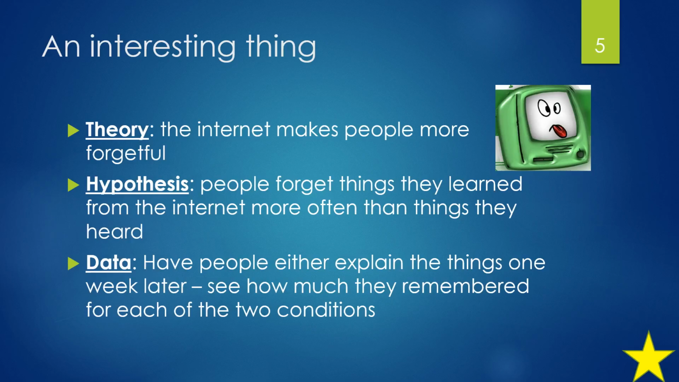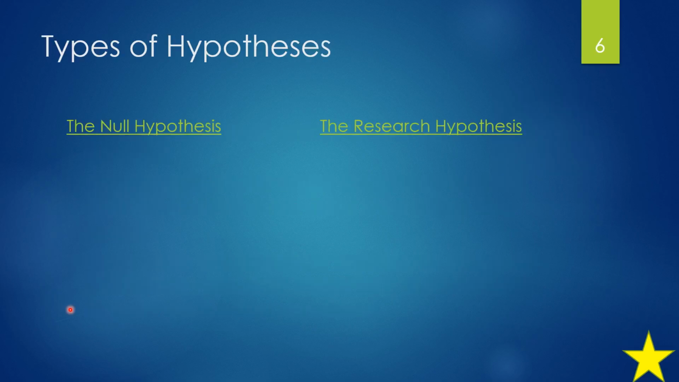Now, let's get a little bit more specific here. You'll notice that what we've done in the theory is clearly state what piece of information we're working with. In the hypothesis, we specified that even more by coming up with a specific example that we could check to identify whether the theory is true. And in these 2 following hypotheses, we're going to come up with possible alternatives for what our data will tell us. So the 2 types of hypotheses we've got are the null and the research hypothesis.